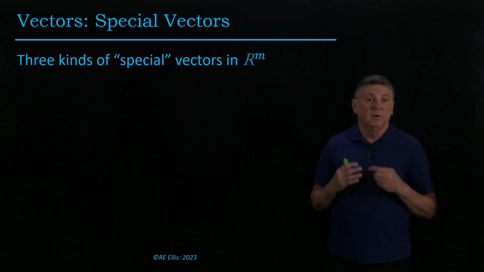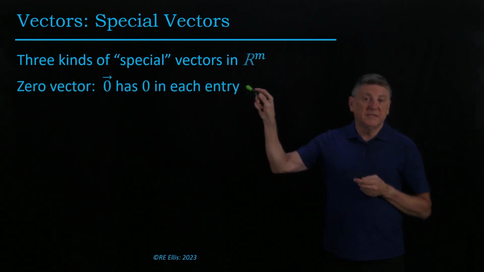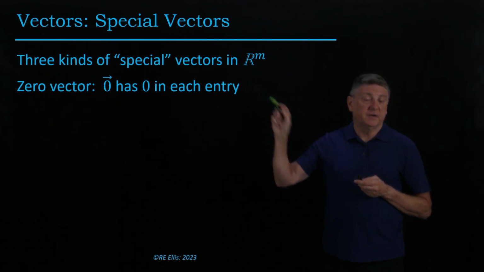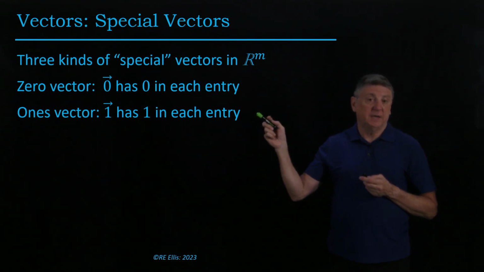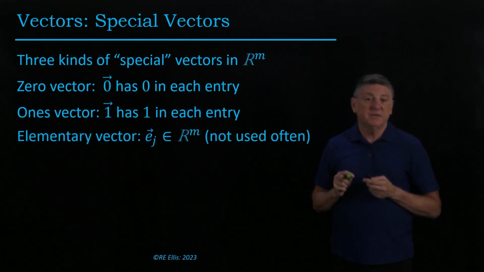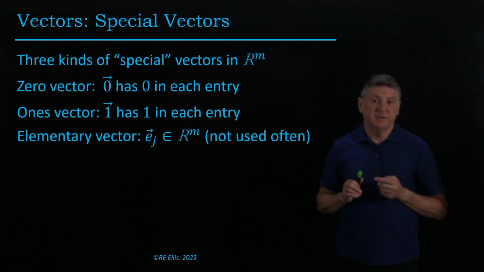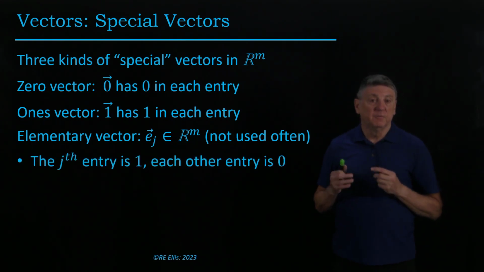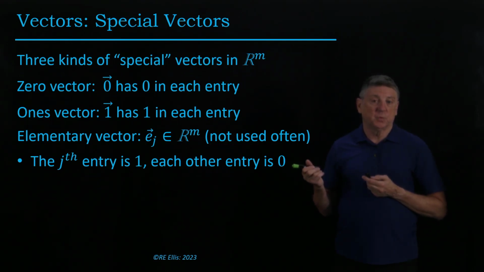There are some special vectors that we use, and in particular when we have a vector with m entries, we'll often use two of them and occasionally use a third. The first that we'll commonly use is the 0 vector, and the 0 vector has 0 in each entry. The 1's vector has 1 in each entry, and by the way, if you're using MATLAB, there are very easy ways to create these. The elementary vector is something that we won't use often. We'll sometimes use that symbol E for a different purpose. For these prerequisites, we'll think of it as the elementary vector. And the elementary vector for a vector with m entries means that the jth entry is 1 and every other entry is 0.